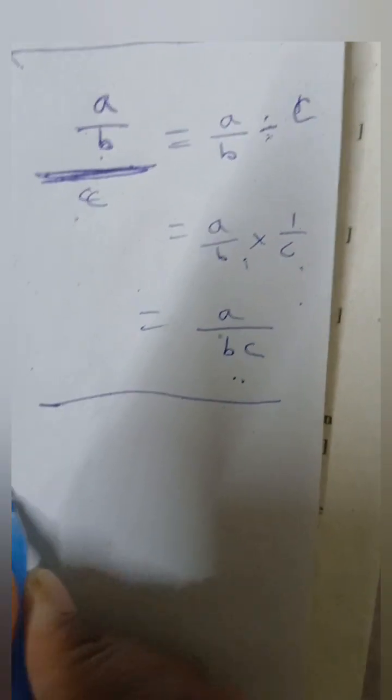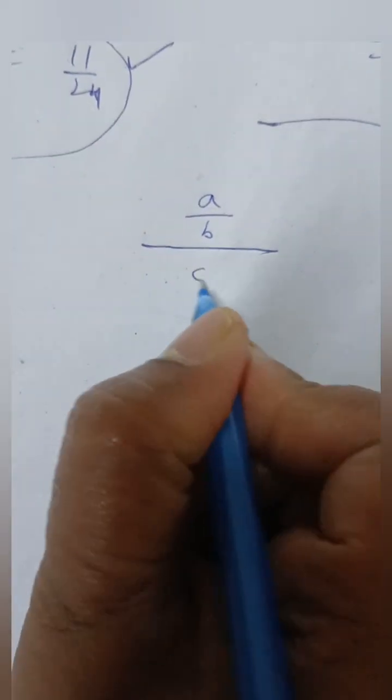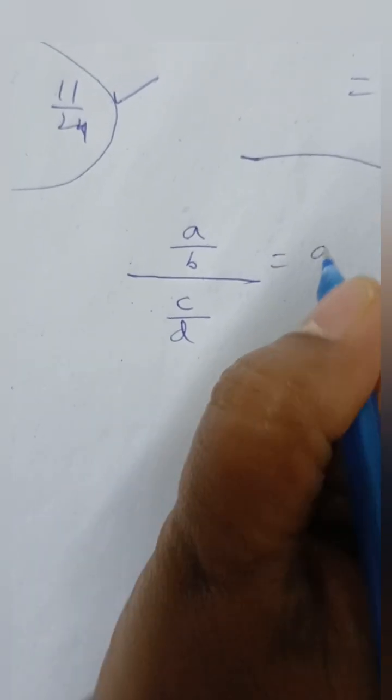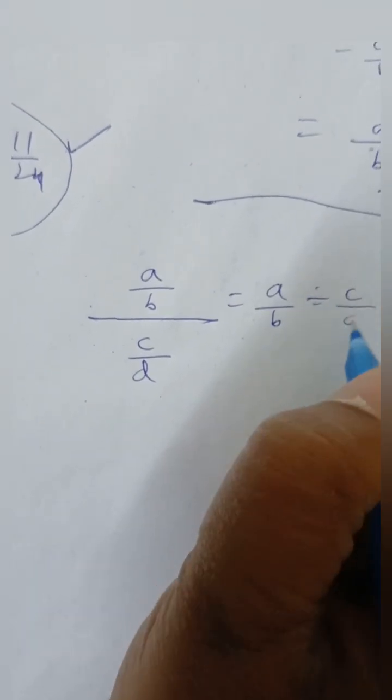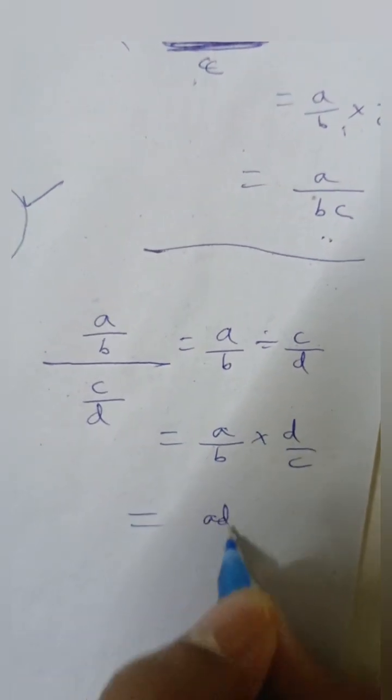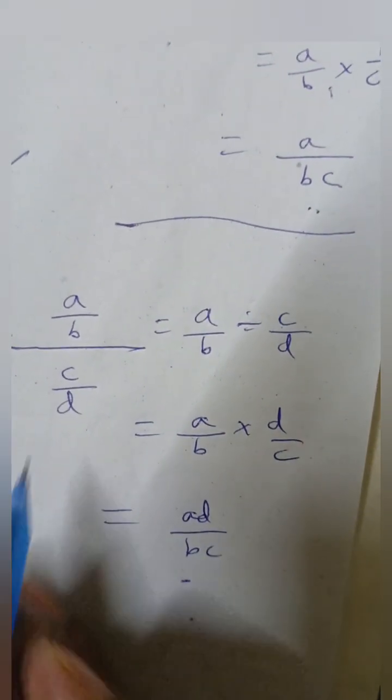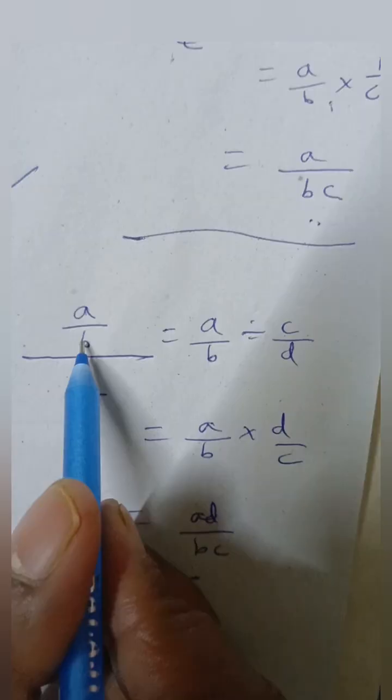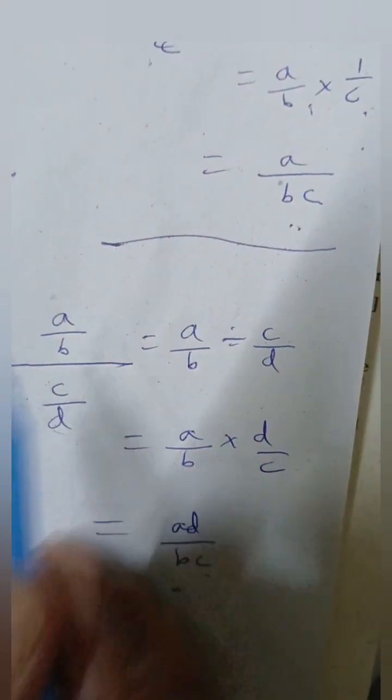And one more. See, A divided by B divided by C by D can be written as A by B divided by C by D. So A by B into D by C, AD by BC we will be getting. So A into D, B into C. This D goes up.